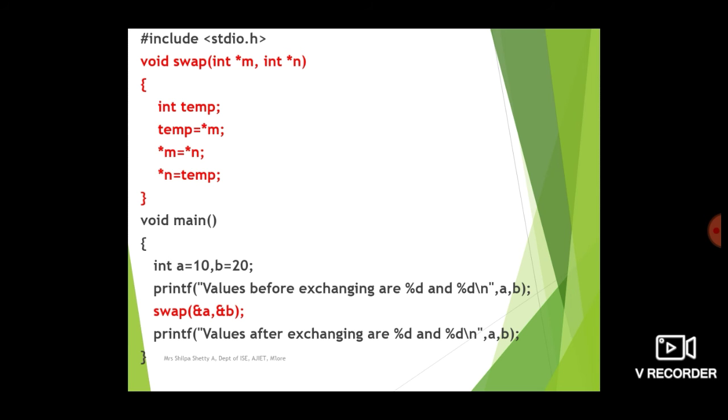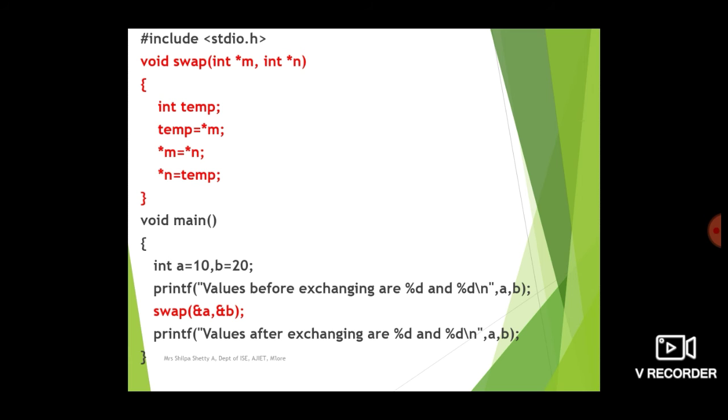So now let us see what happens in the swap function. void swap(int *m, int *n). Earlier we wrote int m, n, now we have written *m and *n. When you write *m, it means that m can hold an address. So *m is nothing but the value that is stored by the variable that is pointed to by m. So it's like m is equal to &a.